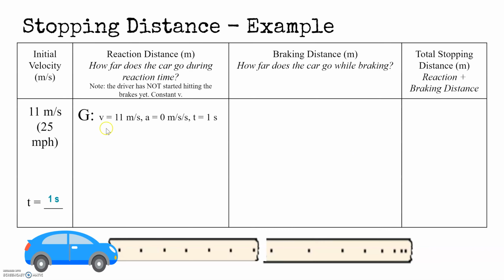Our givens would be our velocity is 11 meters per second, and that's just a constant velocity. Our acceleration is 0 because we're at a constant velocity, and our time is 1 second because that's how long we are traveling when we're reacting to our environment. Our unknown in this situation is now displacement. How far are we traveling during our reaction time?